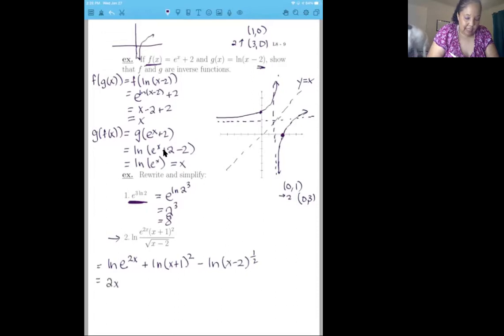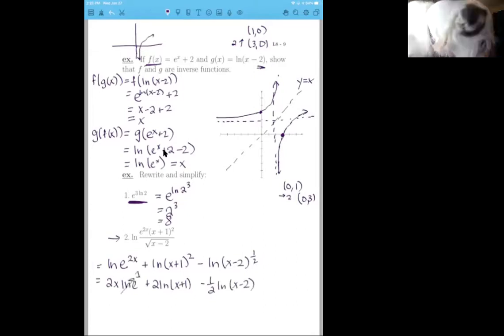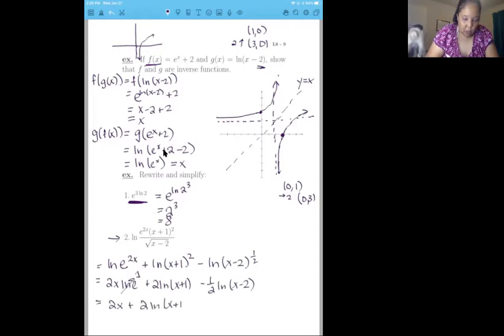So I have 2x natural log of e plus 2 natural log of x plus 1 minus 1/2 natural log of x minus 2. Now I know natural log of e is equal to 1. So I am going to end with 2x plus 2 natural log of x plus 1 minus 1/2 natural log of x minus 2. All right, so we wrote it as several logarithms.